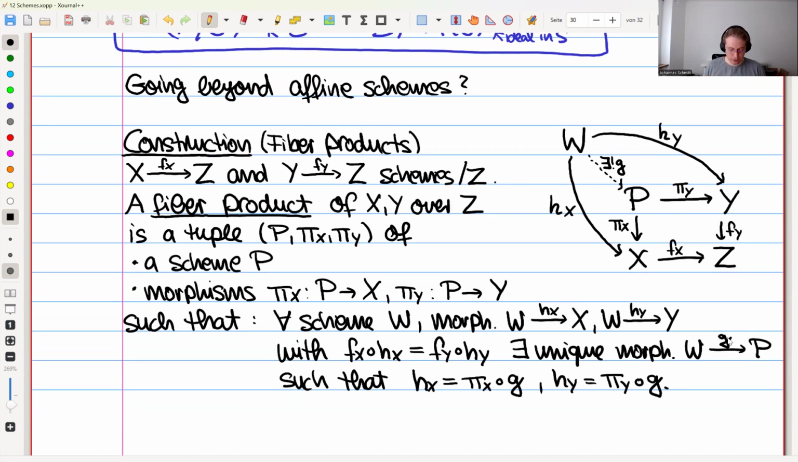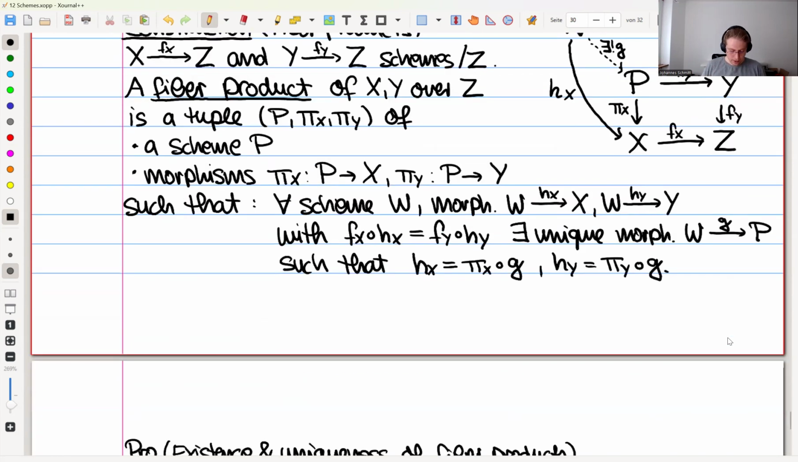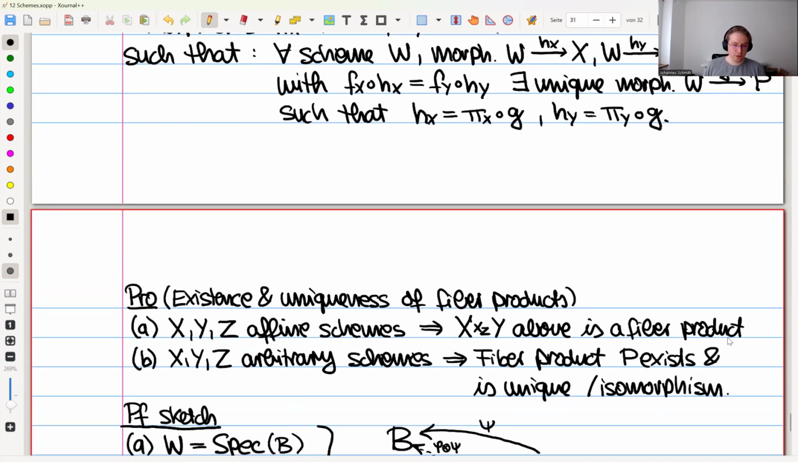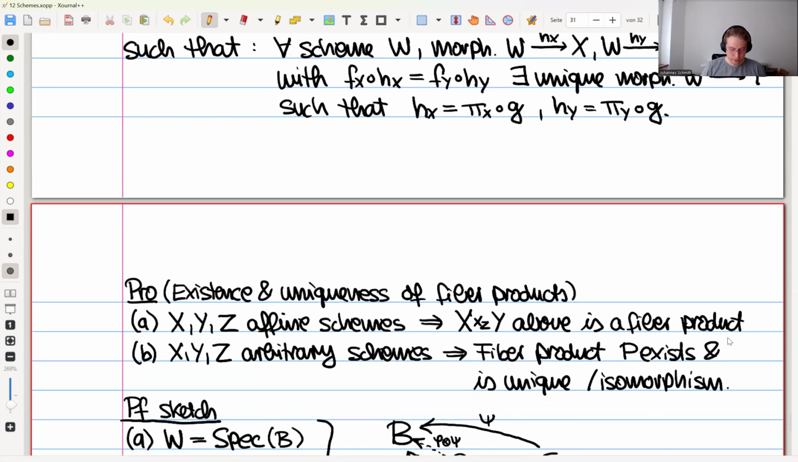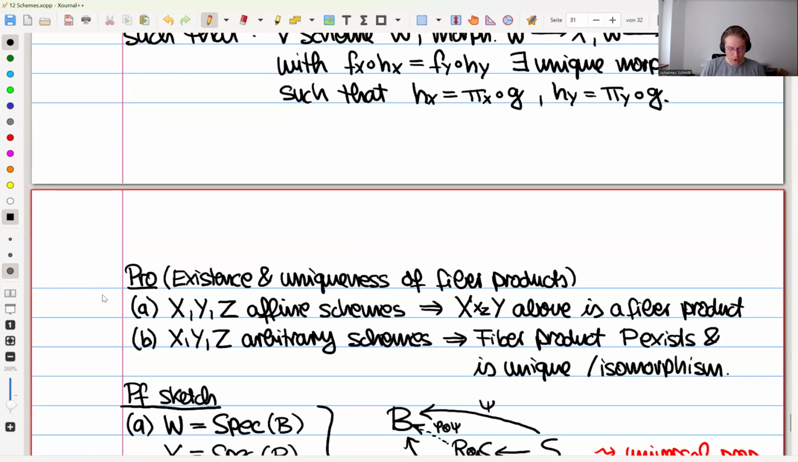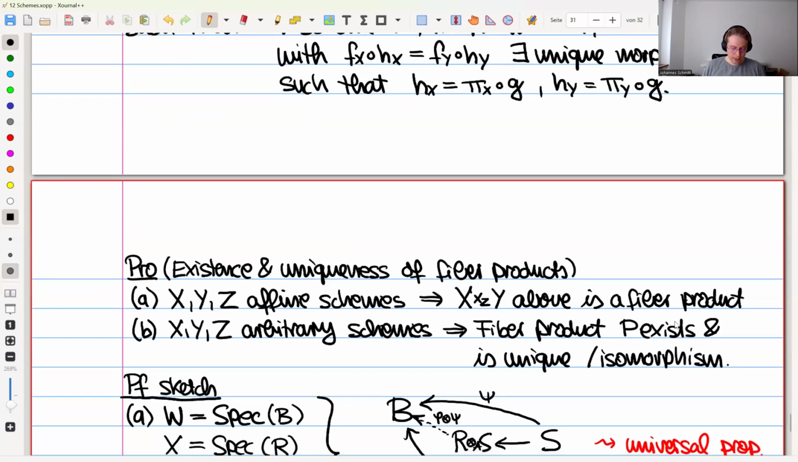We say a fiber product of X and Y over Z is this. And then, as before, there's a follow-up proposition which just says existence and uniqueness. So the first part is that if all of these involved schemes are affine schemes, then the thing that we defined before, this X cross_Z Y, the spectrum of the tensor product, is a fiber product. And part B is then if X, Y, and Z are arbitrary schemes, then this fiber product P exists, and it is unique up to isomorphism.